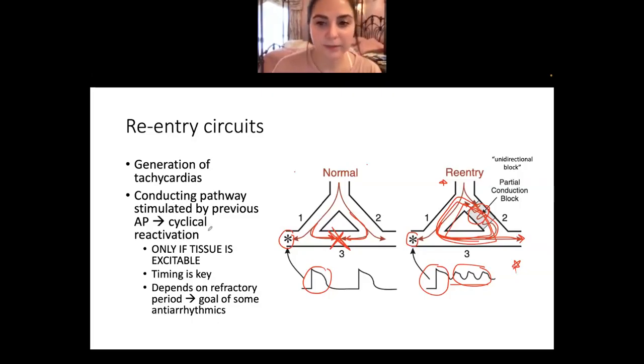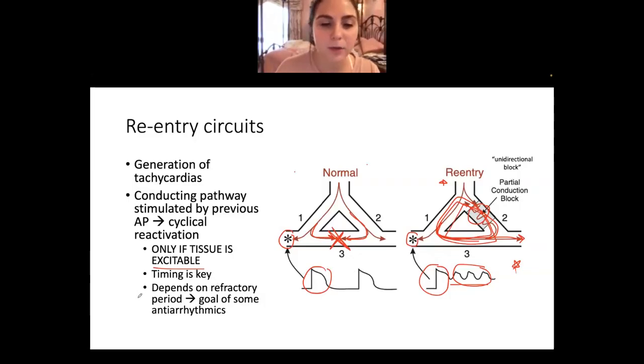Okay, but this is where I talk about, let's read. So cyclical reactivation, that's kind of the idea of a reentry circuit. The tissue has to be excitable. So what I mean by this is it can't be in a refractory period. If it goes through here like this, but it's in a refractory period, it's not going to excite. Remember, that's the whole point of having these refractory periods. It doesn't matter how much signal it gets. It's not going to depolarize again if it's not ready to be depolarized.